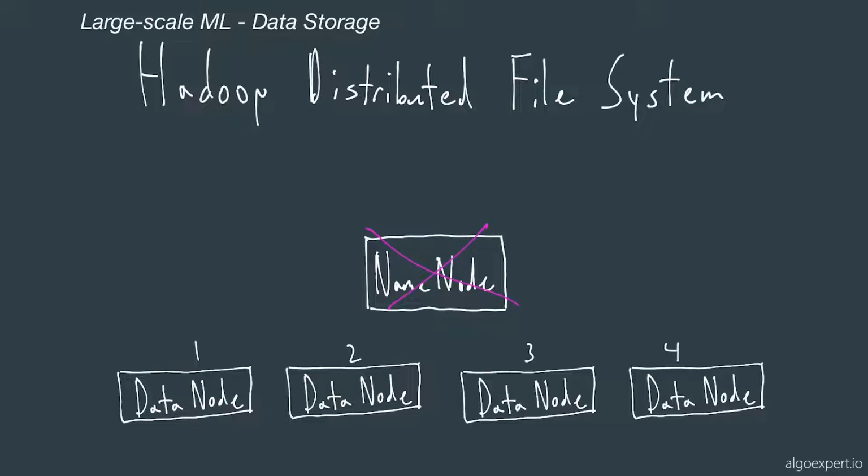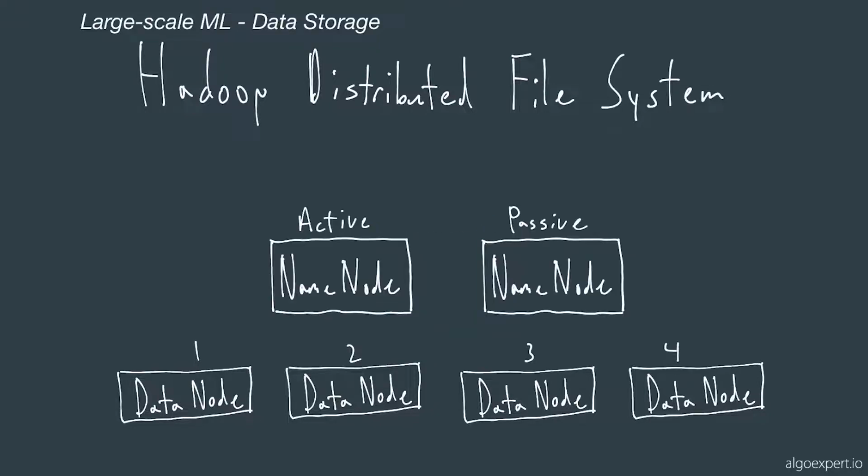So what we can do, in the case that the name node does go down, is actually have two name nodes running side by side. One name node would run in the active state, the other name node would run in the passive state, and anytime the active node goes down, the passive name node would then become active and take its place. Meanwhile, we could replace the past active name node. This is a way to achieve high availability, and this particular configuration is called a hot standby.